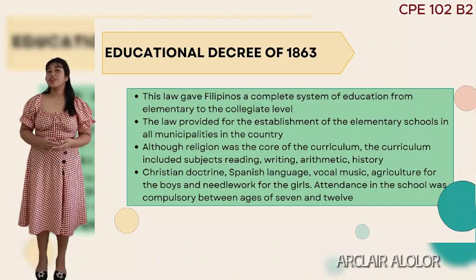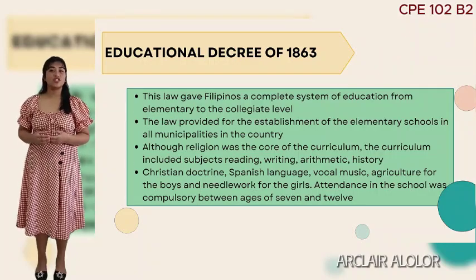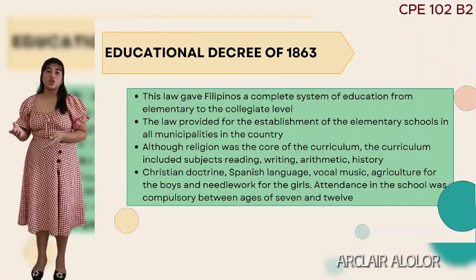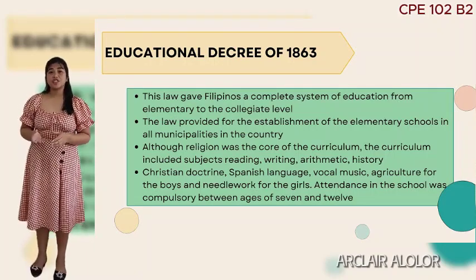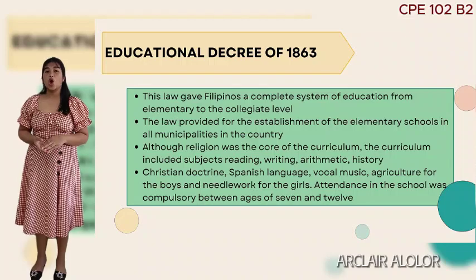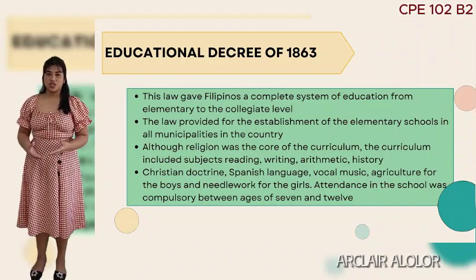Number 3, the Educational Decree of 1863. This law gave Filipinos a complete system of education from elementary to collegiate level. The law provided for the establishment of elementary schools in all municipalities in the country.